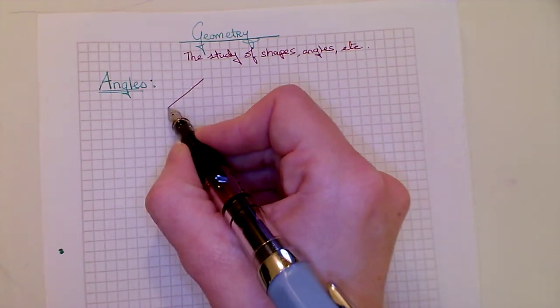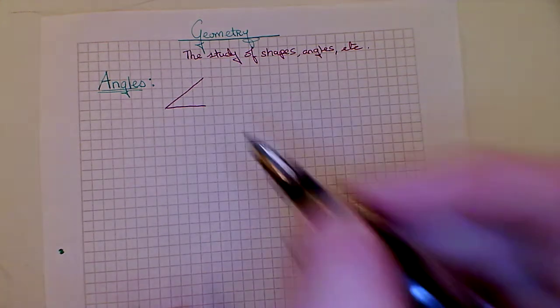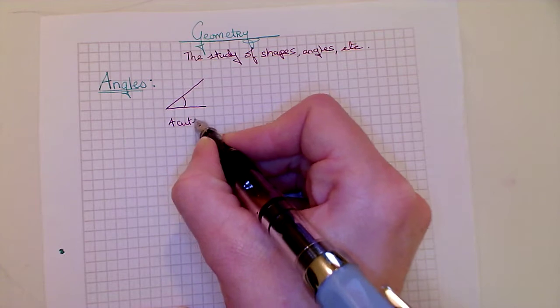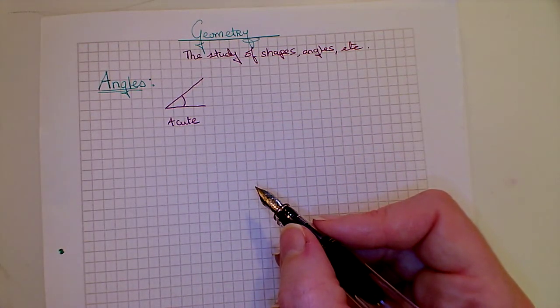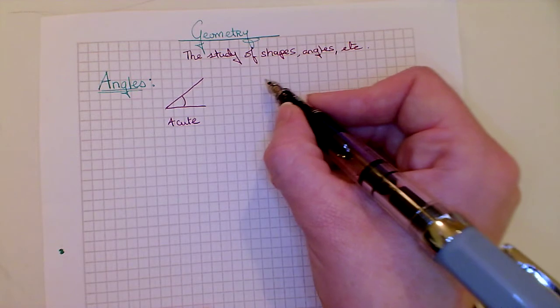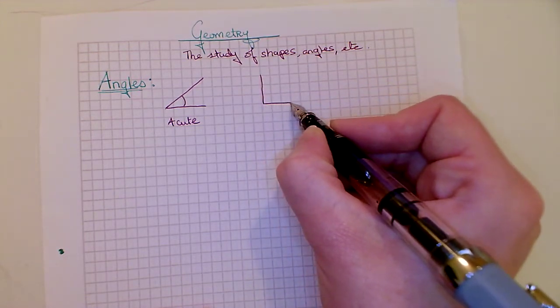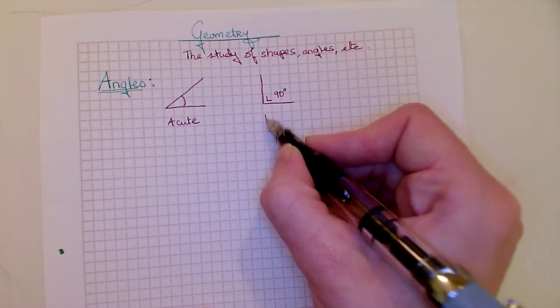There is, of course, an angle that's less than 90 degrees, which we call an acute angle. The word acute means sharp. So acute angles are kind of pointy like this. Then we could have an angle that makes 90 degrees, which we call a right angle.